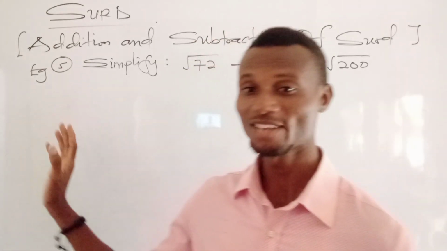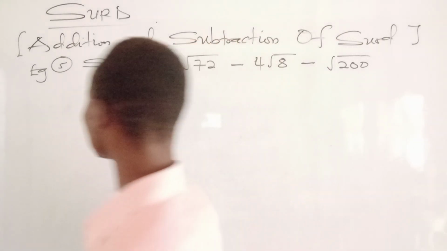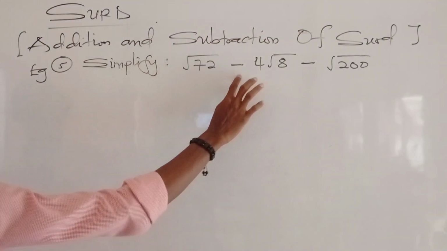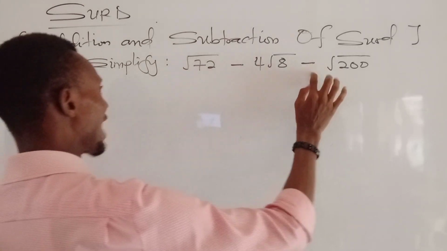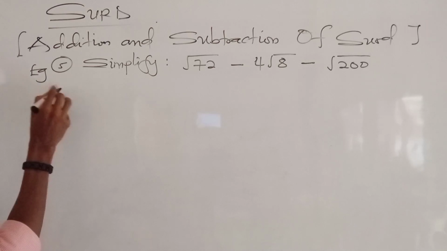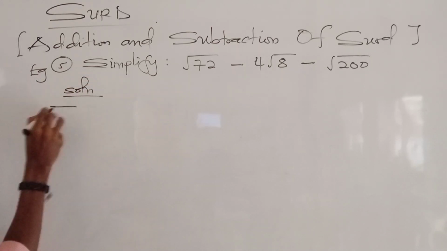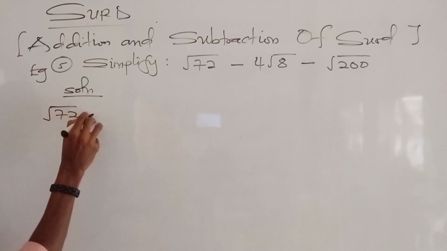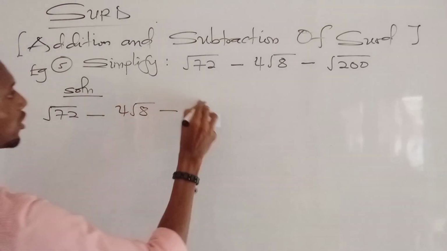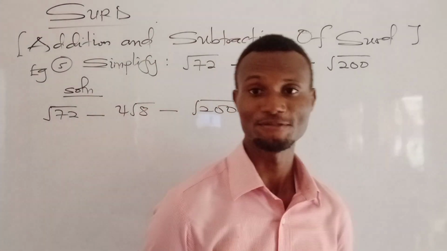Let's go ahead and handle example 5 that I have on the board. Example 5 says: simplify square root of 72 minus 4 root 8 minus square root of 200. I'm going to write my solution, then I'm going to repeat the question. So I have square root of 72 minus 4 root 8 minus square root of 200. We have to simplify this one.